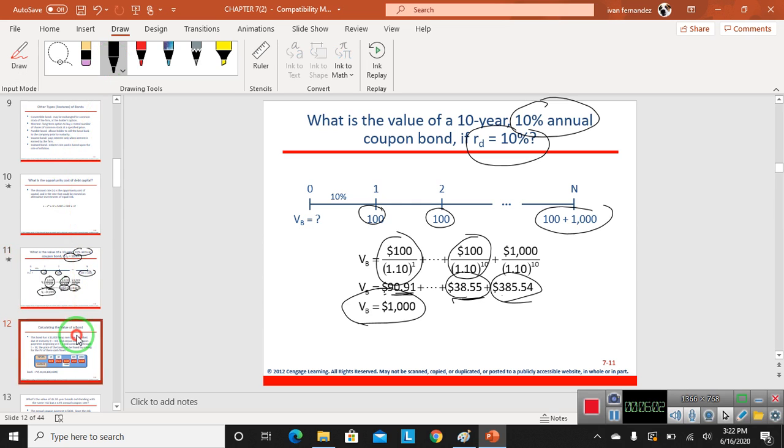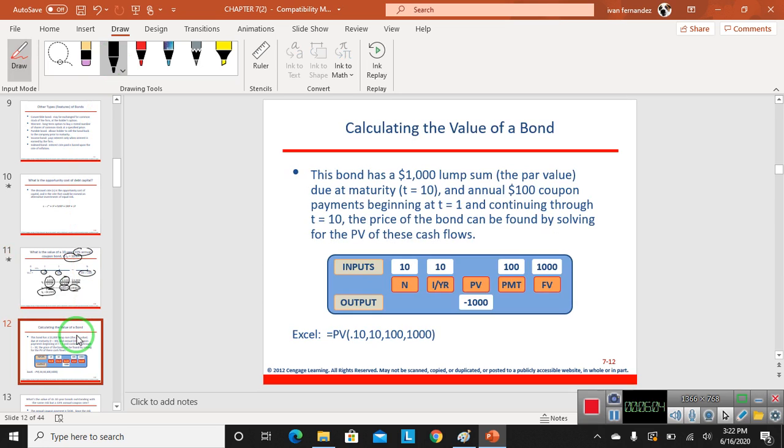How would this look like on your calculator and on Excel? Well, let's take a look. You will enter 10 N for the periods, 10 I/YR for the interest rate. Then this is where you have to be very careful. You would enter $100 payment as a positive number, because we are assuming you are the investor, you are the holder. The coupons to you are positive flows. That's money that comes towards you. Keep that in mind, okay?